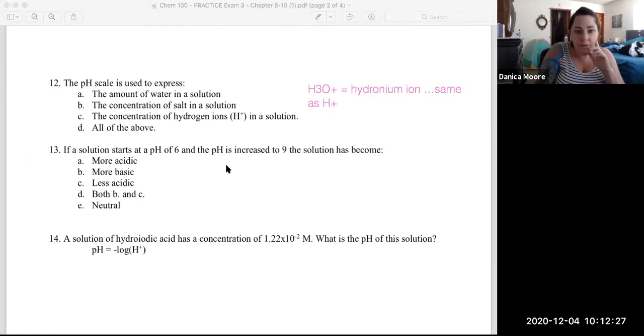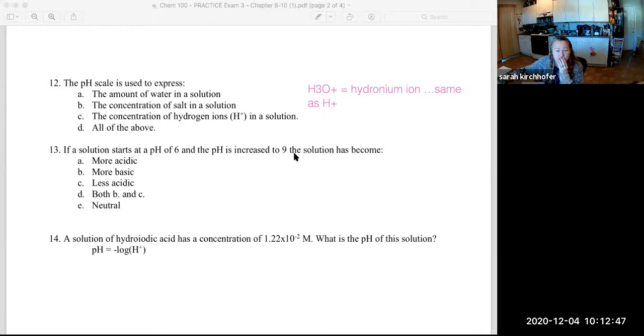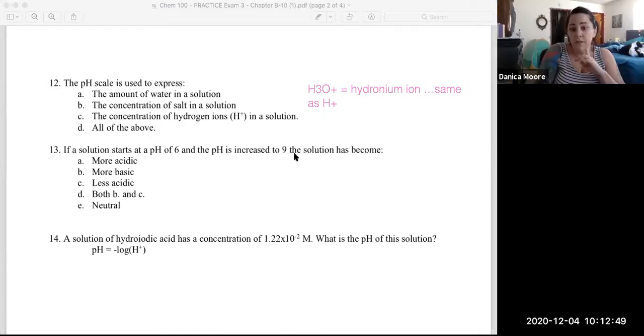So definitely number 13, something like this will be on the exam. If we have a solution that starts at a pH of 6 and it goes to a pH of 9, the solution has become less acidic, and also more basic. Anytime you're moving from a lower pH to a higher pH, you are increasing alkalinity or basicity, and you are decreasing acidity.